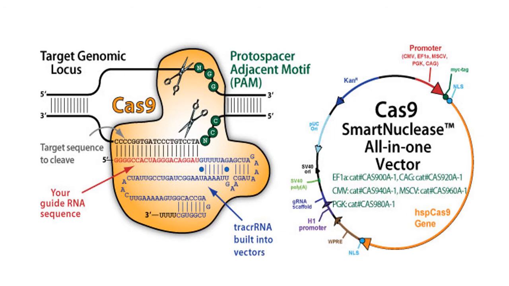Okay, so here's an example of one of those, the all-in-one vector. It's got a region that encodes the Cas9. It's got a promoter that works in mammalian cells. It's got a nuclear localization signal added to the protein. And of course, you've got a region where you can clone what you want for your guide RNA, and a region that encodes the guide RNA scaffold. So these are fairly easy to use and easy to acquire.